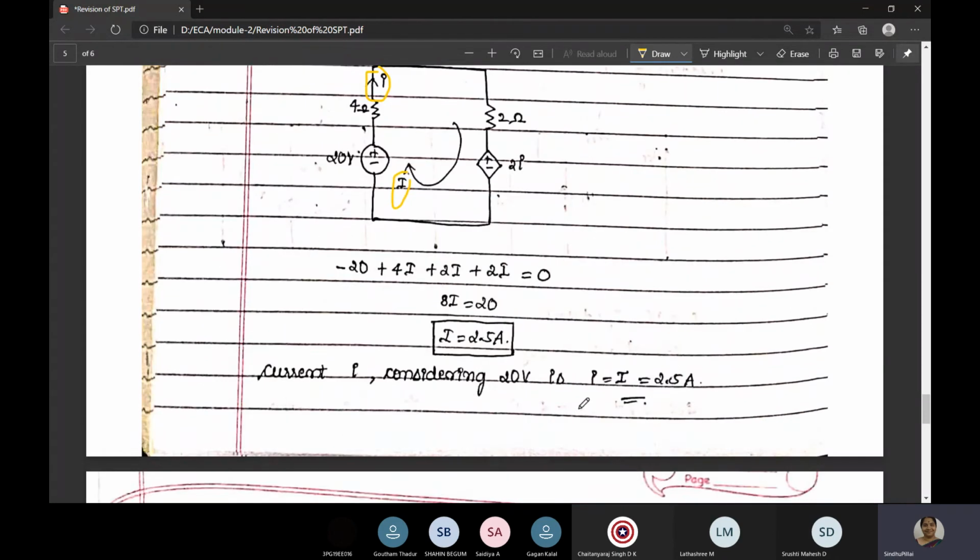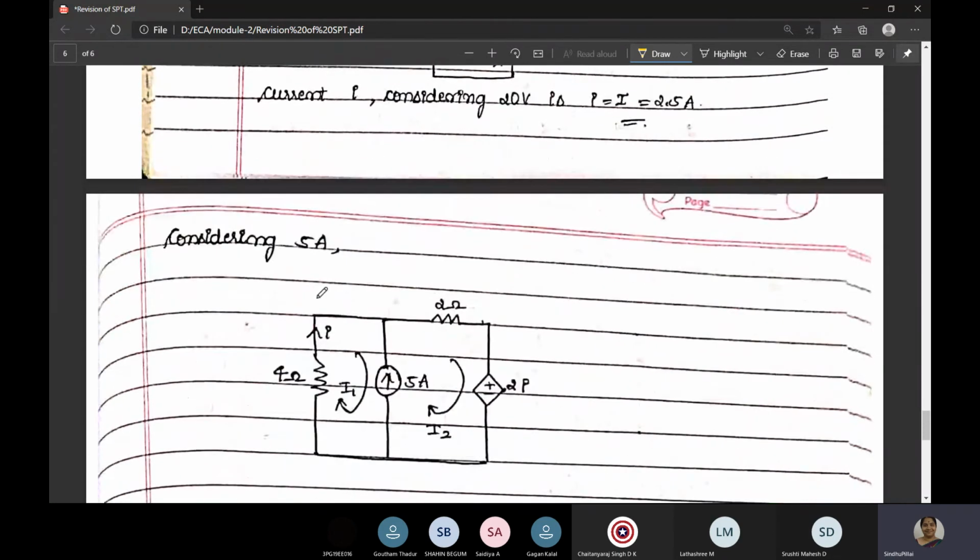That is one thing. Next, when we consider 5 amps, we have two loops here, I1 and I2. The voltage source is shorted and we have a current dependent voltage source, depending upon the current I. So this I is now equal to capital I1, that is, the current in loop 1, the first loop.